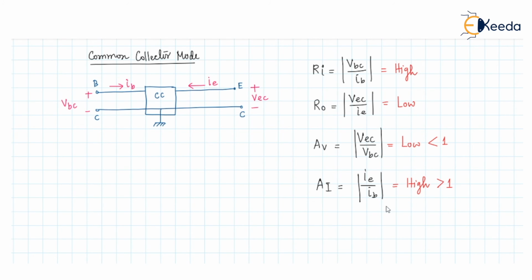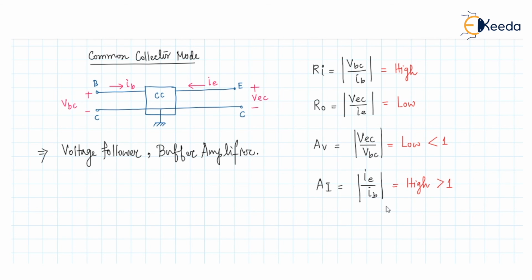Now what is the use of this common collector mode? Common collector mode is used for a voltage follower circuit, or we can use it as a buffer amplifier. In these two cases, the common collector mode connection is used. So this is all about the common collector, common emitter and the common base connection of operation.